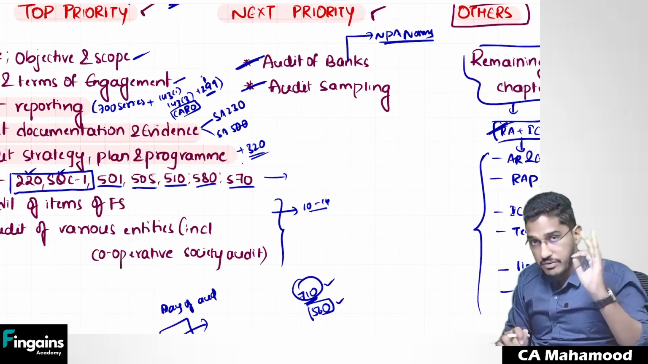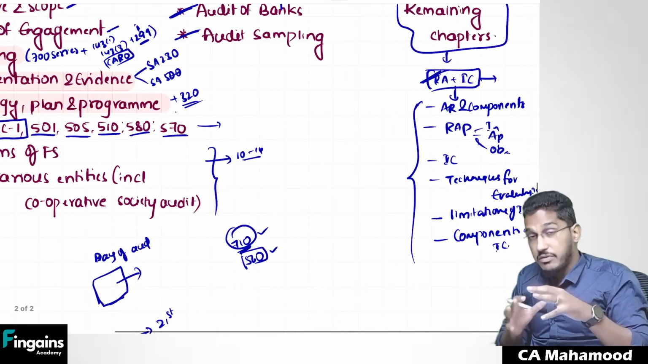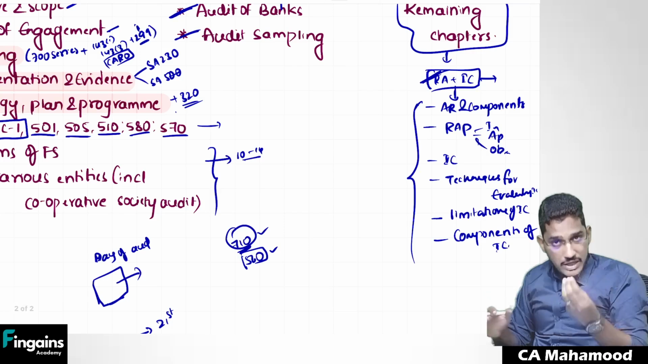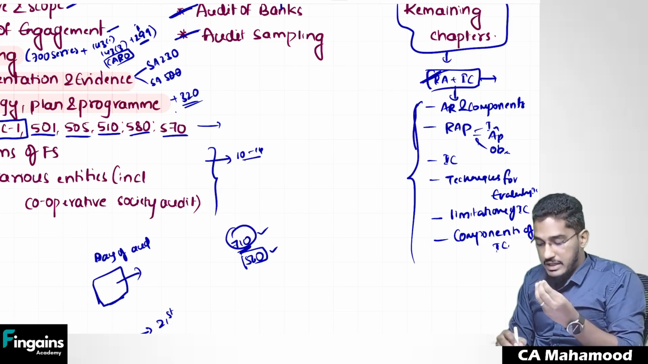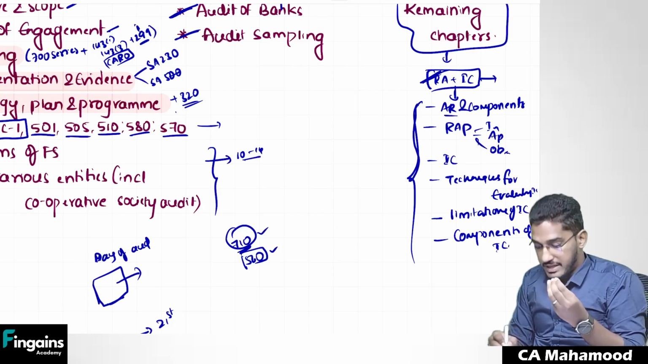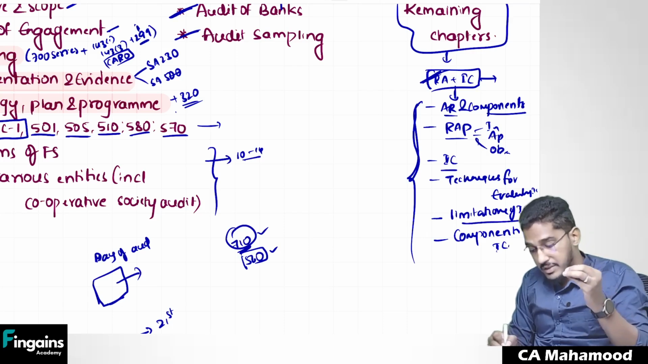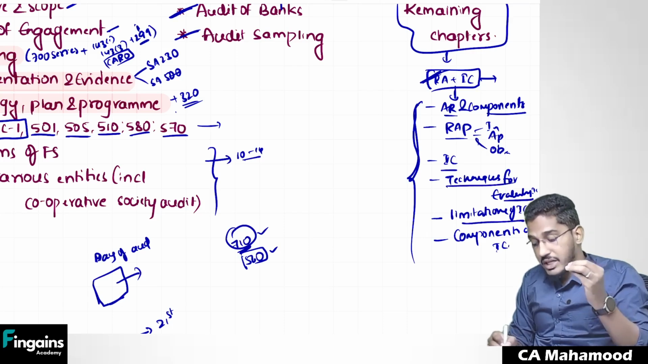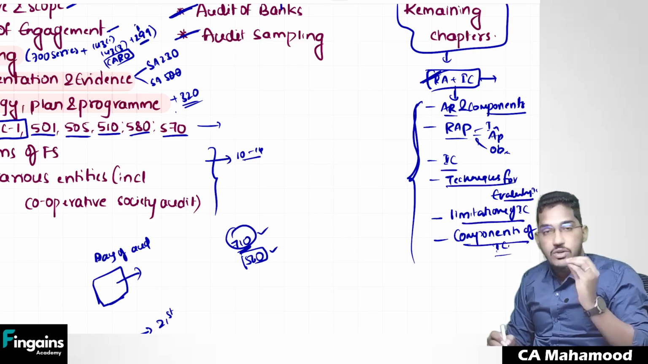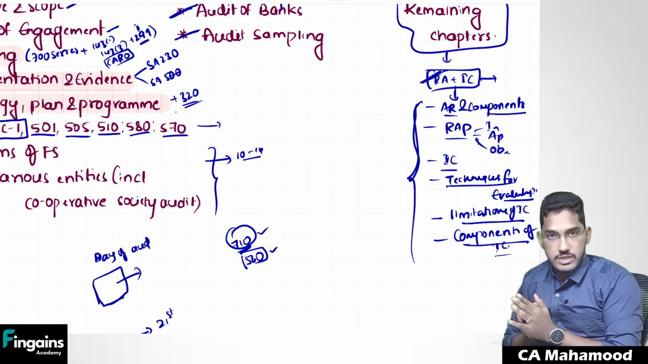After doing all these things, if you have time left but not enough time for covering the entire chapter, you have only limited time, then what do you do? At least try to do these concepts. Which concepts, guys? Audit risk and its components, risk assessment procedure and what is included, the meaning of internal control, limitations of internal control, methods or techniques for evaluation of internal control, and components of internal control. At least try to do these concepts.